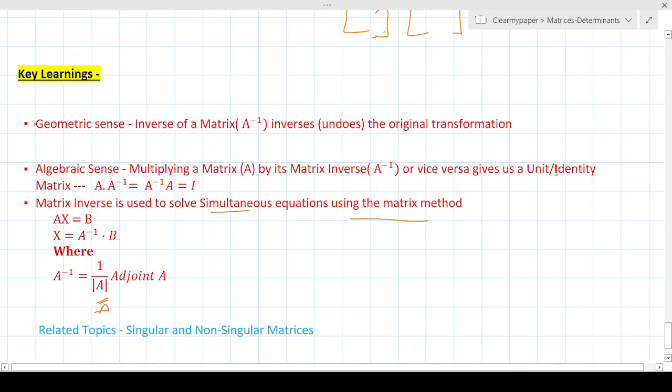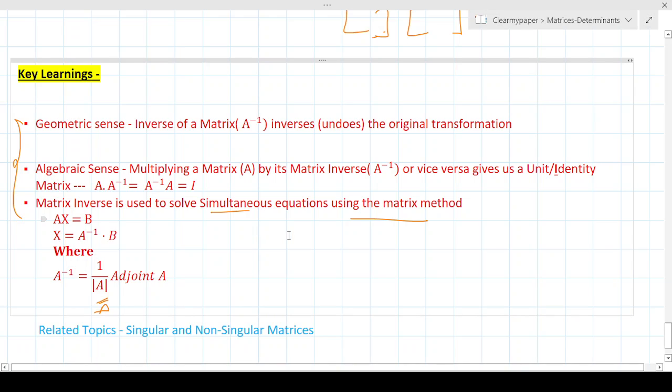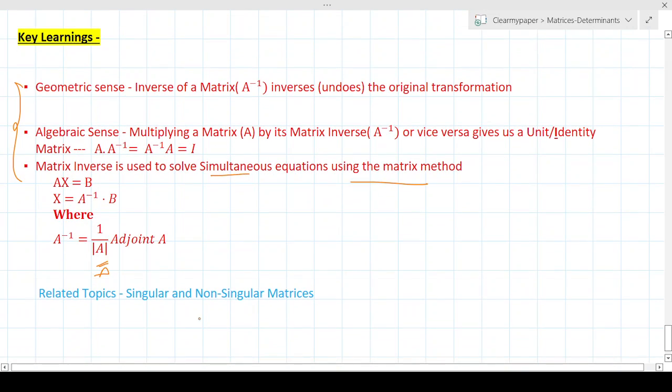That's the context. So that is the summary of this episode, all these 3 simple points, and then we'll talk in the next episode about a related topic, which is a natural segue into knowing what is singular and what is not singular matrices, but this concept will help you there.